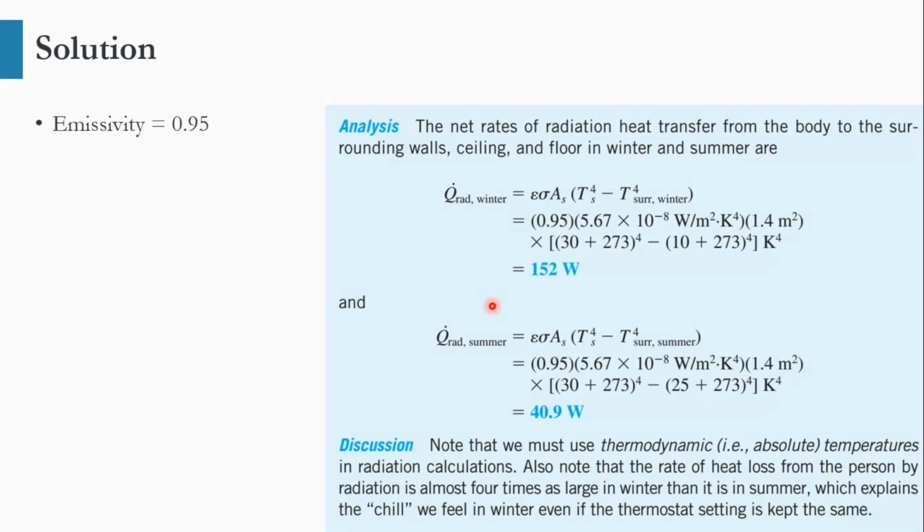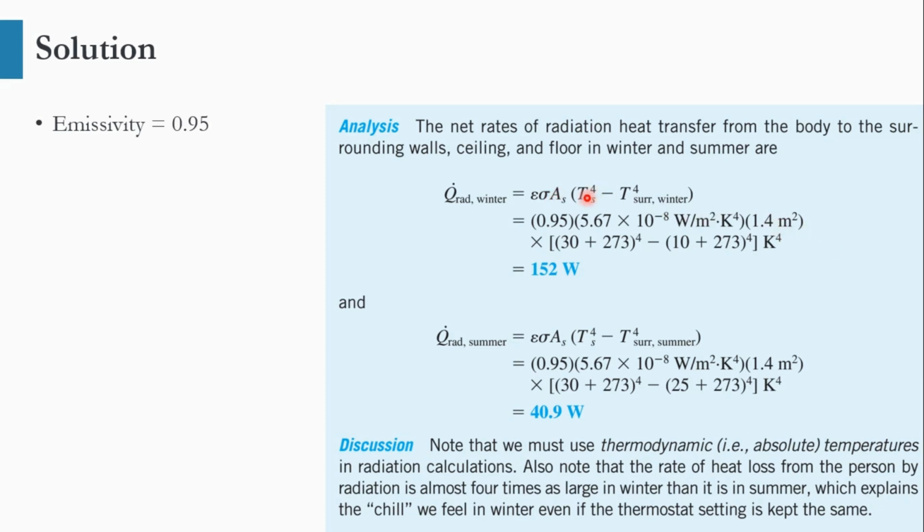Going to the solution part, first, the emissivity is 0.95. Now we will solve the example. We know the formula: Q radiation equals epsilon sigma A_s times T_s raised to power 4 minus T_surrounding raised to power 4. This will be for winter and this will be for summer. The value for emissivity is 0.95. For the Stefan-Boltzmann constant, which we already studied in our previous lecture, it was 5.67 times 10 raised to power minus 8. The effective or exposed surface area is 1.4.